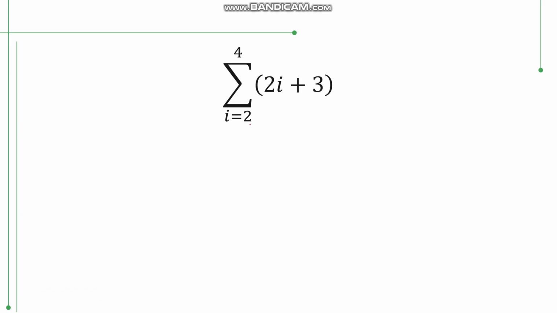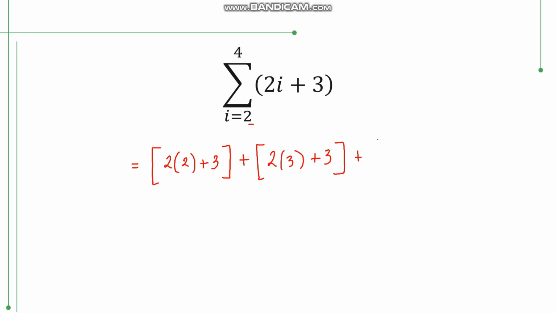As you can see, the lower bound is 2. That means we will start with 2 as the value of i, and then we will end with 4 because that is our upper bound. So we have here 2 times 2 plus 3, and then plus. We will be using addition because this is summation, so after every substitution of the index, plus, and then we have 2 times 3 plus 3, and then last is 4.